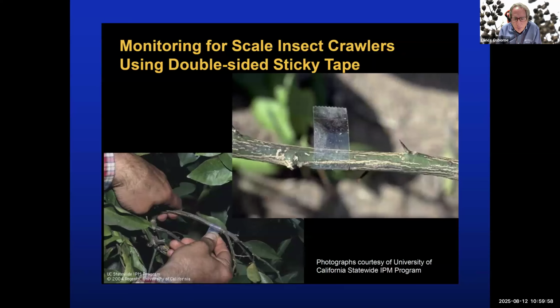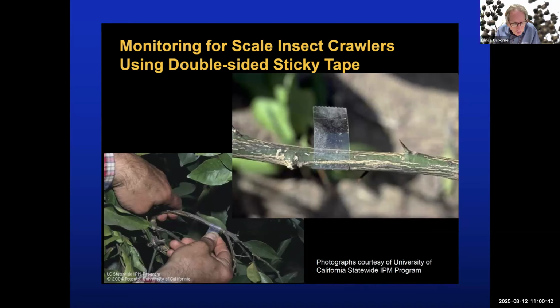One thing that we recommend, especially for identifying peaks of crawlers, is that you can put a piece of double-sided sticky tape around a stem or an infested leaf, and come back in a week or so and look to see whether you've collected any crawlers. You try to track the number of crawlers on those individual stems by putting some kind of red tape or some way so you can find these things again once you put them on. Then you come back to see whether the population is decreasing or increasing.